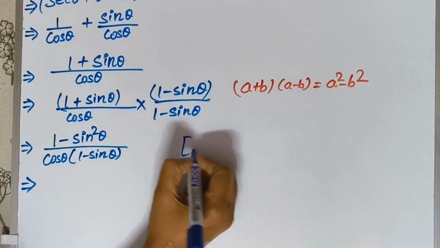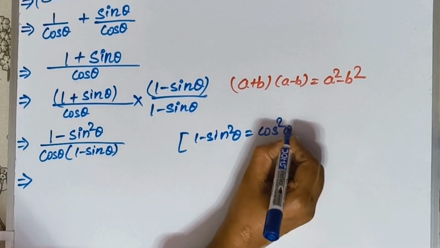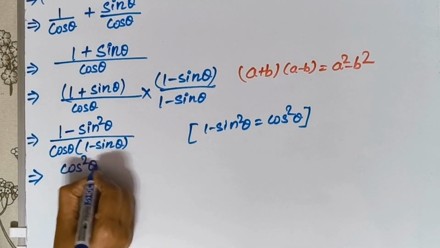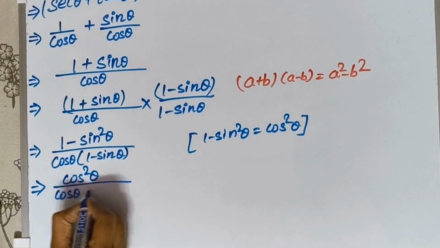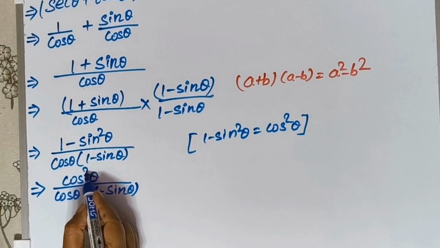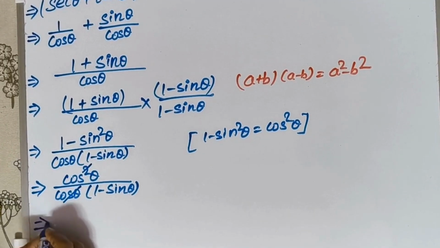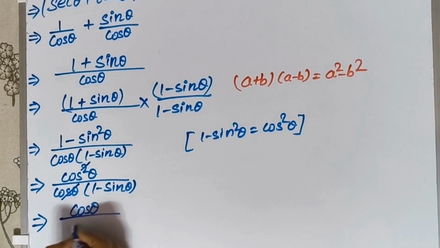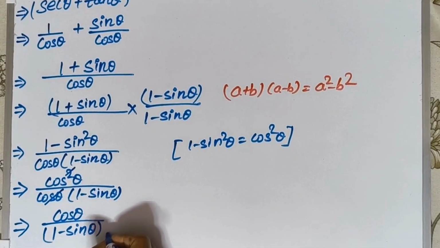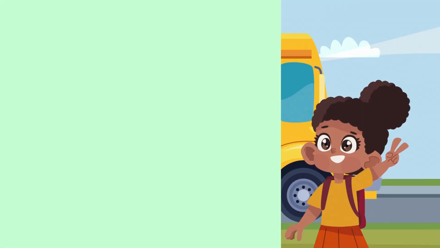Now 1 minus sin square theta can be written as cos square theta also. So here we put this formula: cos square theta by cos theta into 1 minus sin theta. In the numerator we have 2 cos theta and in the denominator 1 cos theta, so we can cancel 1 cos theta. 1 cos theta will remain up. So cos theta by 1 minus sin theta. And this is our RHS term. So hence it is proved. Try it yourself. Thank you, children.